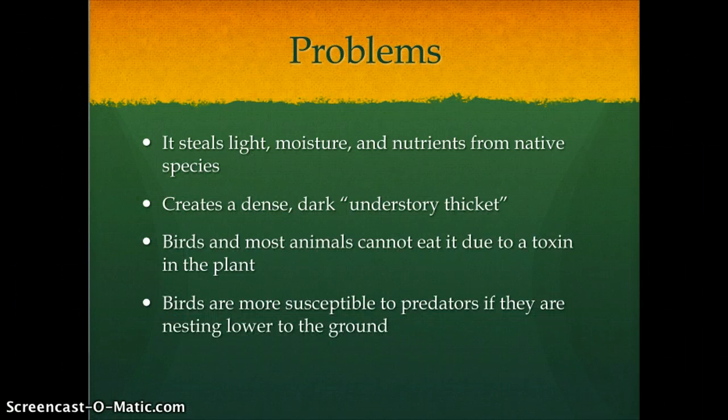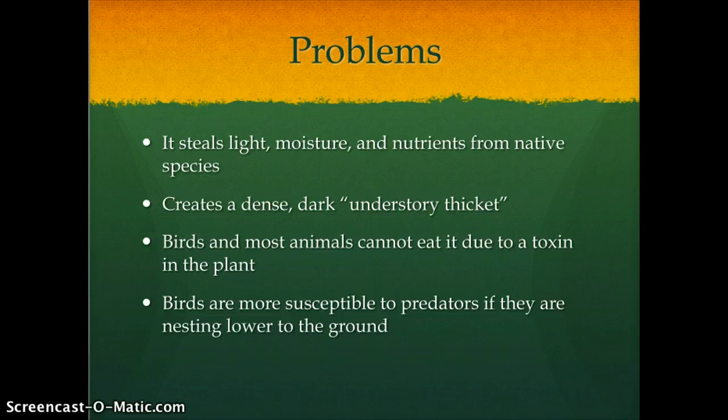Some problems that go along with buckthorn are that it steals light, moisture, and nutrients from native species. It creates a dense, dark understory thicket, meaning it pretty much overcrowds the forest. Birds and most animals cannot eat it due to a toxin in the plant, which is a problem because if buckthorn is pushing out other native plants, it leaves no food for the animals.